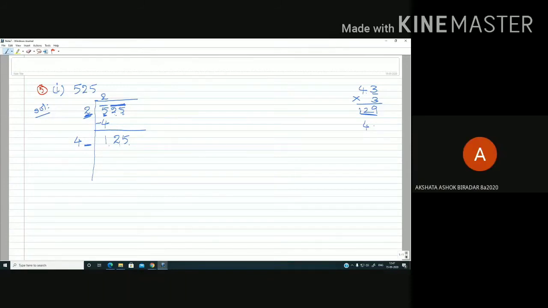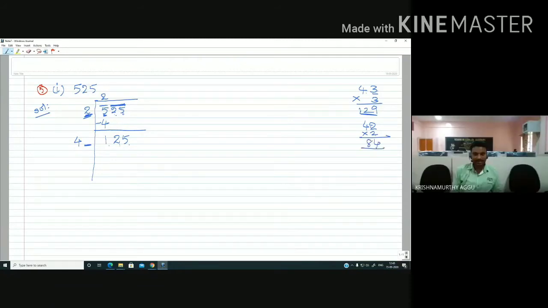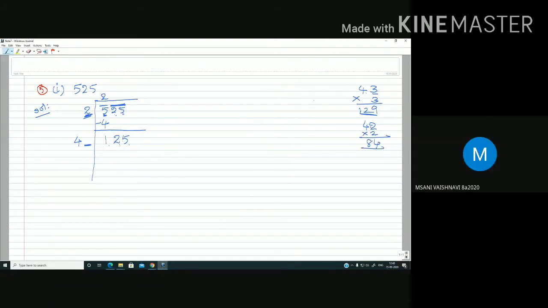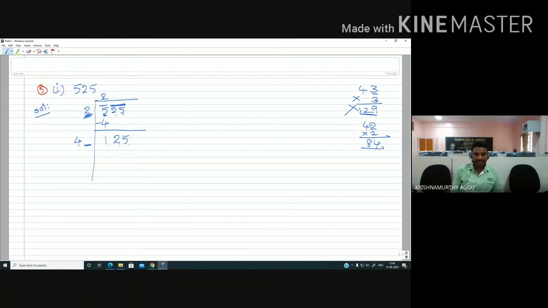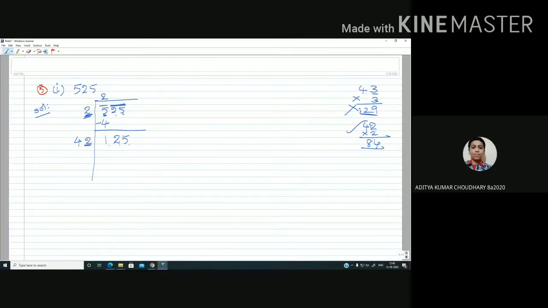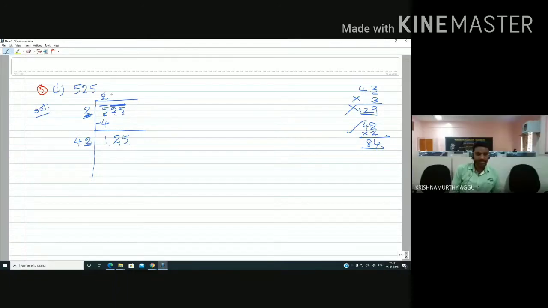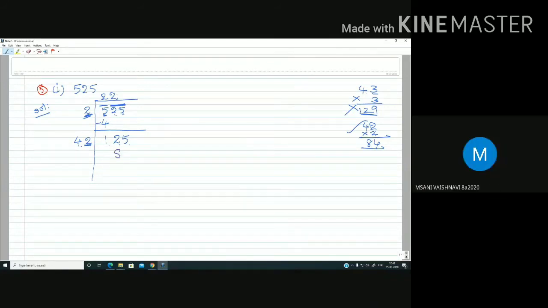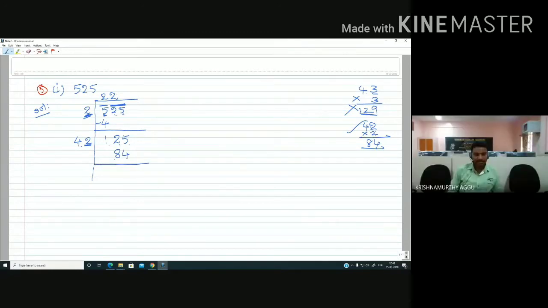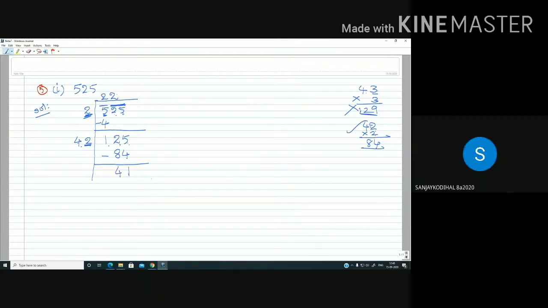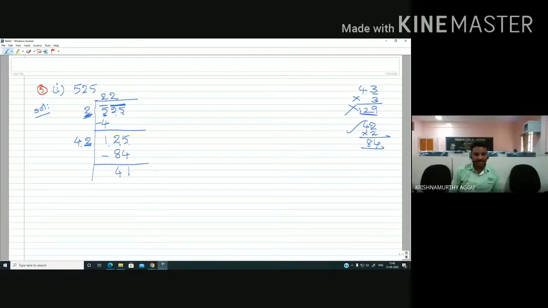Which is to be there? Let us check with 2. 42 times 2 is 84. It is not crossing. Since 125 is what we have, this is fine, so we take this condition. After 4, which digit is to be kept? 2. If you place 2 here, you should place 2 here also. 42 times 2 is 84. Next process is subtraction. 5 minus 4 is 1. 12 minus 8 is 4. You got the remainder 41.